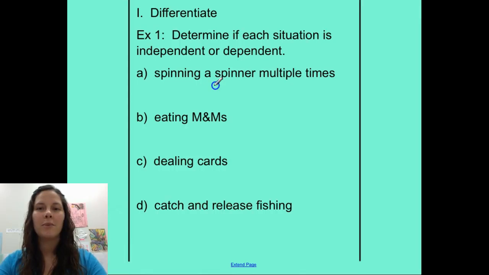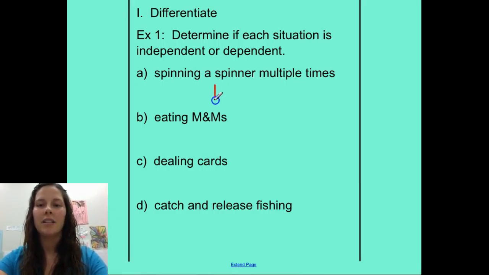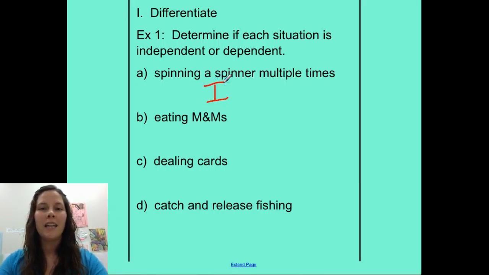Starting off with our first example, spinning a spinner. What happens on the first spin does not change what could happen next, so these are independent events. Eating M&Ms. Well, once you consume it, it doesn't go back in the bag, so these would be dependent events. Dealing cards from a deck. Once you deal a card to a person, it is no longer in the deck to be dealt to the next person, so that would be dependent. And finally, catch and release fishing. If you catch the fish and then put it back, it's still in the lake for the next person to catch, so those would be independent events.